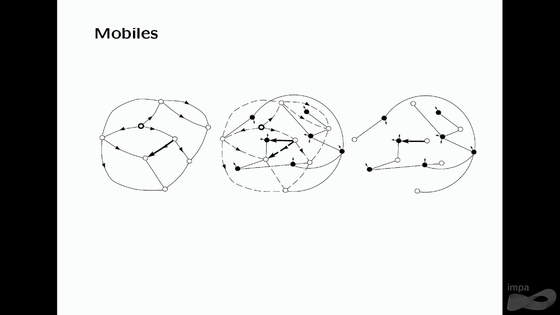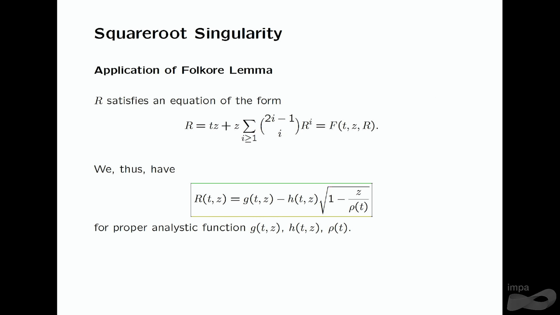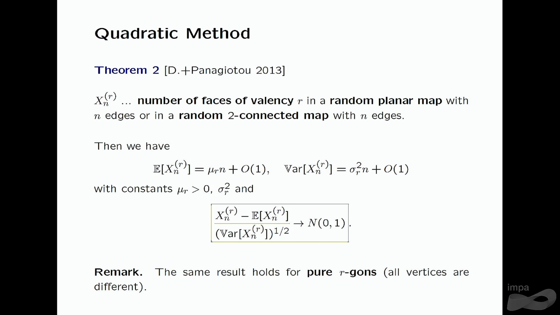And there's another drawback: you cannot handle, for example, two-connected planar graphs or planar maps, or three-connected planar maps, because there is no bijection to tree-like structures known at the moment. So let me explain quickly a second method that we've been using. This was actually the first paper with Kostas Panagiotou in 2013. This also works only for face valencies, but we could also do two-connected maps.